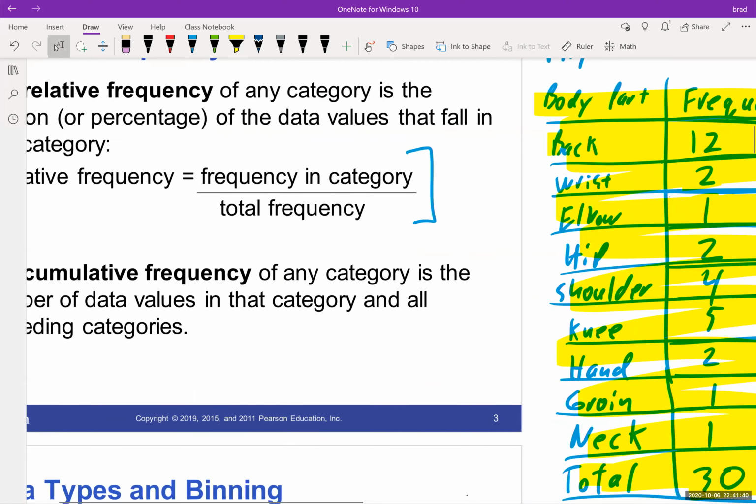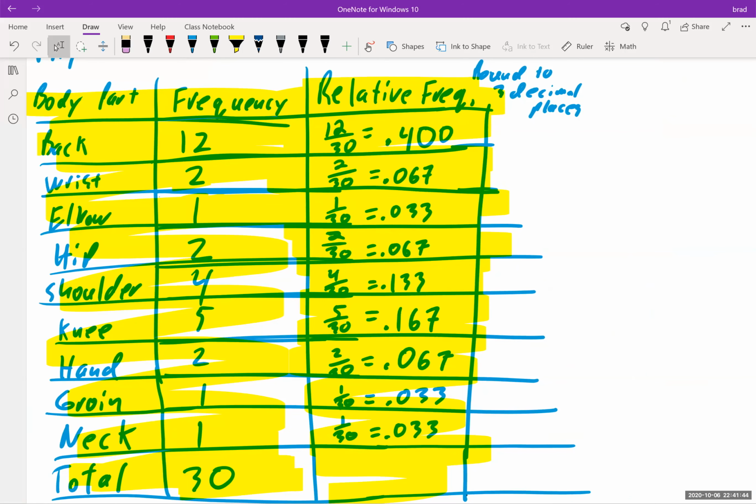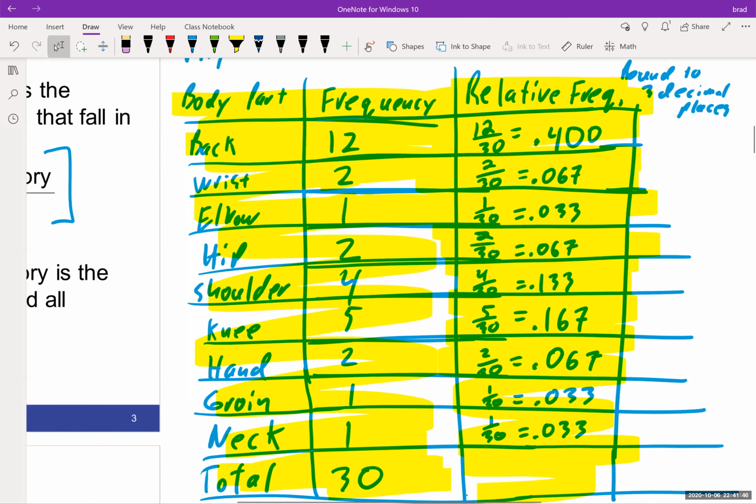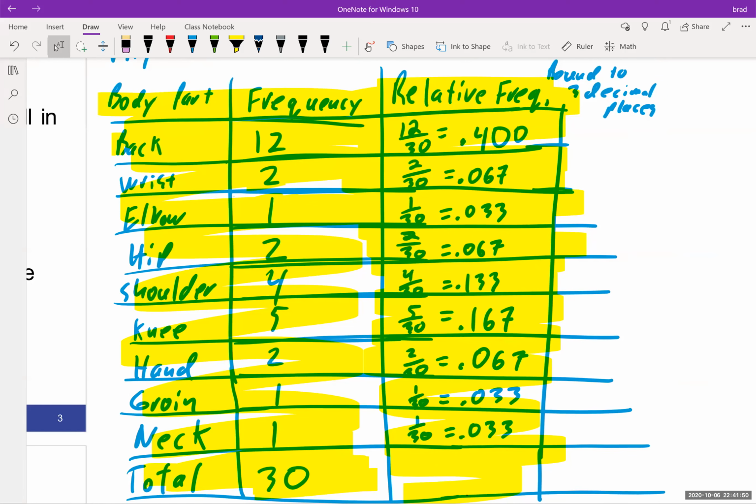Now, what would make it cumulative frequency is, you would just take and add up. I think I'm going to do another problem for it actually. So if I said, what's the cumulative frequency for this table? It would be 12 and 2 would be 14. So right here, we would put 14, then we put 15, then we put 17, then we put 21, then we put 26, then we put 28. Plus another 1, we'd get 29. Plus another 1, we get 30.